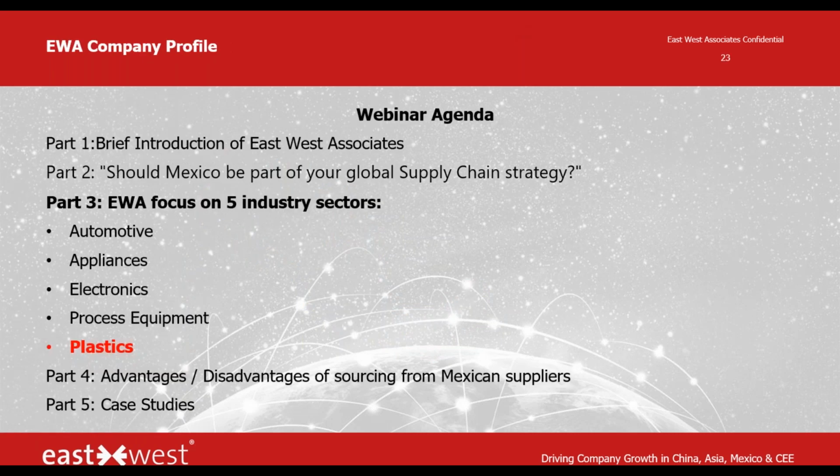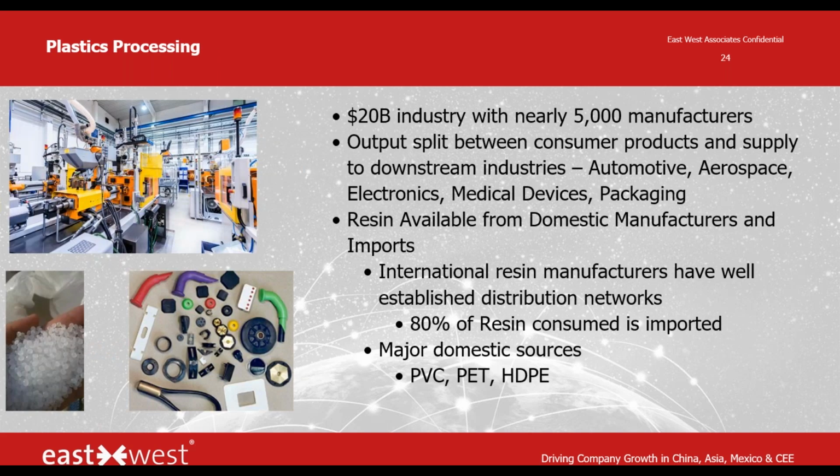Plastics. Let's talk a little bit about plastics, which is another big industry. It's a $20 billion industry with nearly 5,000 manufacturers around the country. There's a split between the consumer sector and the downstream consumers of injection molded, blow molded, and increasingly 3D printed products: automotive, aerospace, electronics assembly, medical devices, increasingly again in the Northwest, and packaging materials.